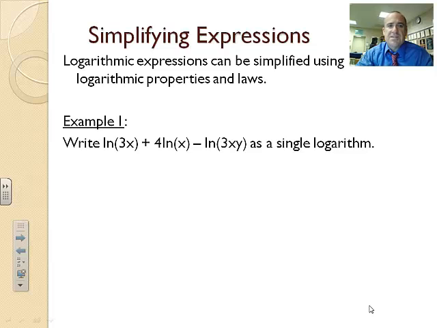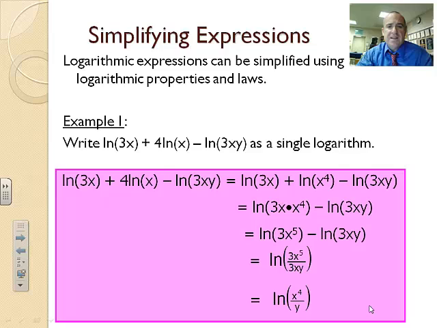We can also use this to help us simplify expressions. If we have the natural log of 3x plus 4 times the natural log of x minus the natural log of 3xy, we want to evaluate this as a single logarithm. Hopefully this is seeming familiar to you. You did all this in Algebra 2.